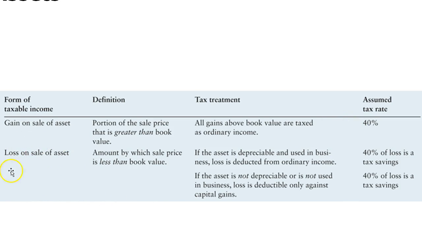So if you lose money on the sale of the asset, so you're selling the asset for less than the book value, then you have a tax savings or tax deduction. You can deduct it from your ordinary income. Okay, so that's basically what that is saying.